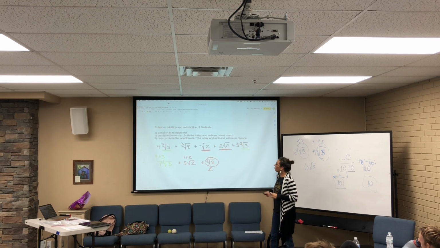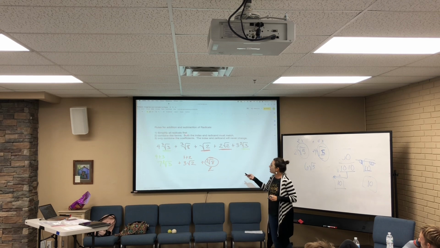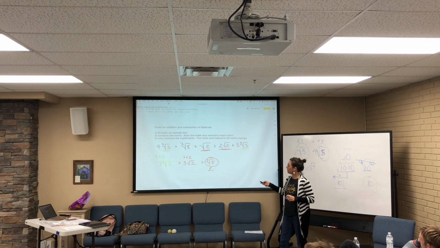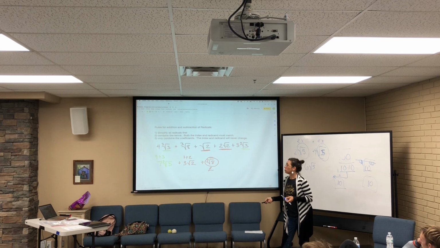Okay? There are several rules. So we simplify all of the radicals first. In this case, cube root of 8 tells me I need 3 of the same number. Cube root of 8 is 2. 2 times 2 times 2, in that way.